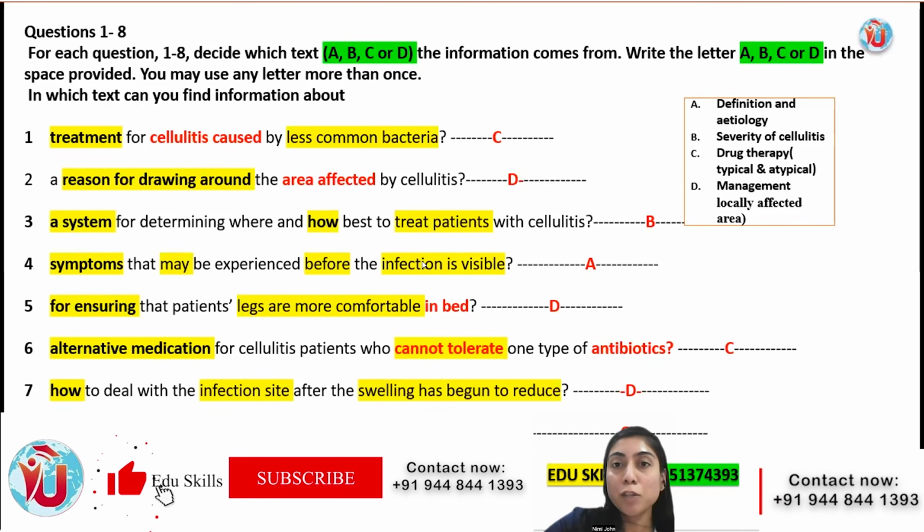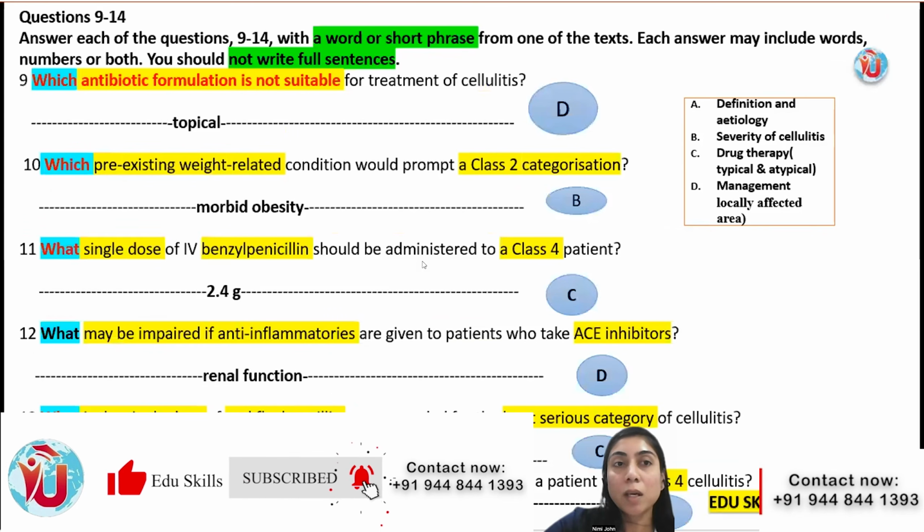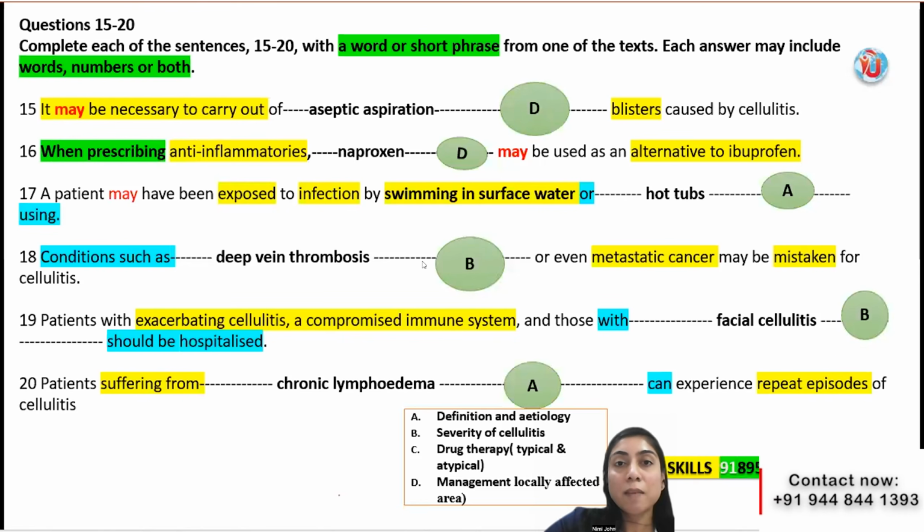Question number 1 C, 2 D, 3 B, 4 A, 5 D, 6 C, 7 D, and 8 C. Then the 9th one, topical from the text, D, and 10, morbid obesity, 11, 2.4, 12, renal function, 13, 500 mg, 14, 1.2 gram. Then 15, aseptic aspiration, 16, naproxen, 17, hot tubs, 18, deep vein thrombosis or DVT, 19, facial cellulitis, and 20, chronic lymphedema.